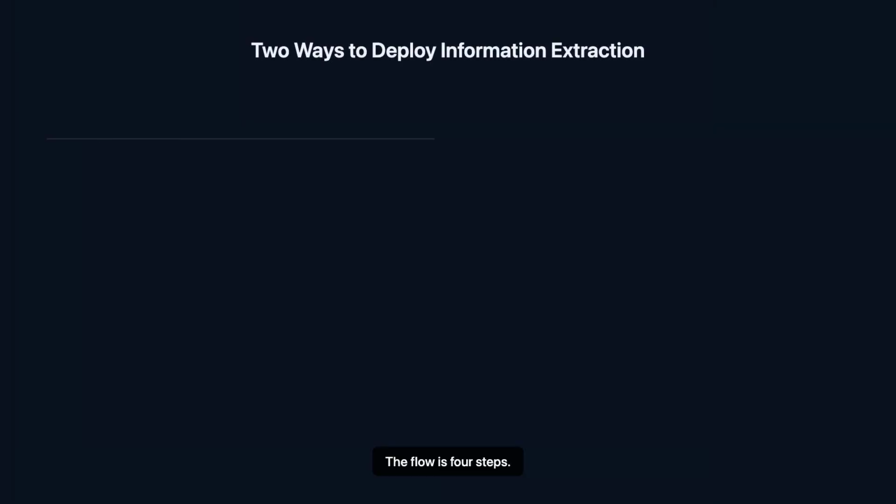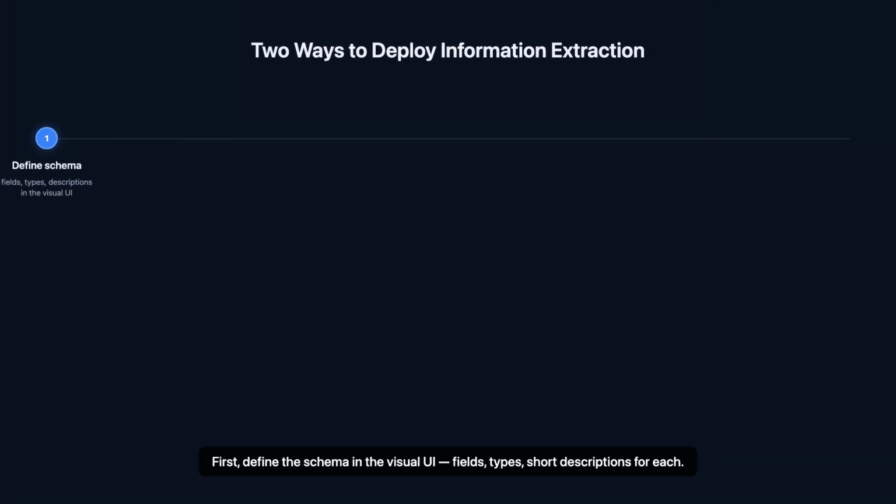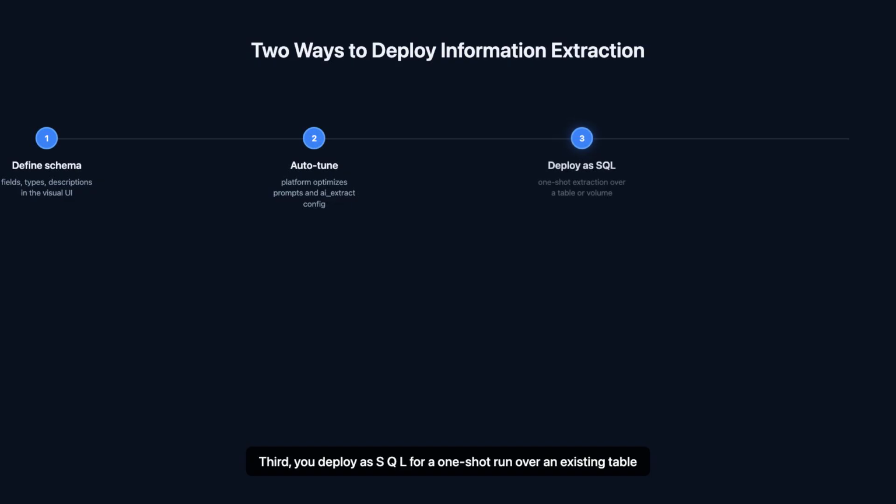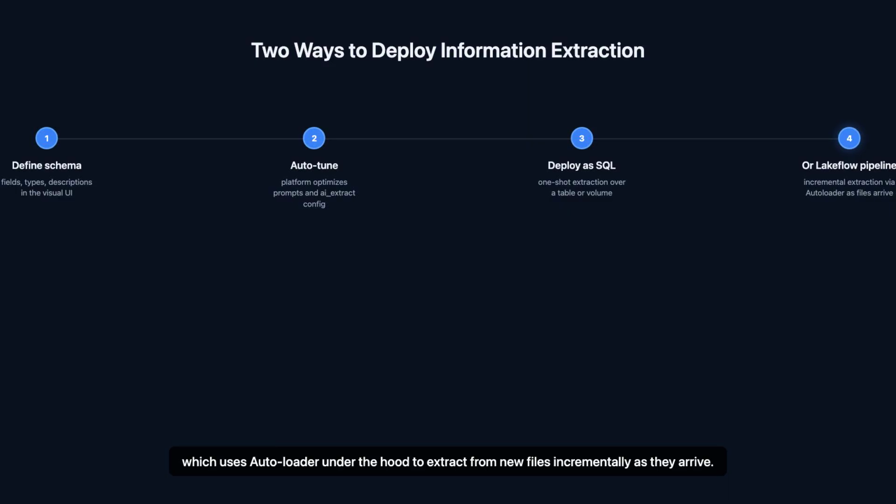The flow is 4 steps. First, define the schema in the visual UI: fields, types, short descriptions for each. Second, the platform auto-tunes. It generates evaluations and optimizes the prompts and AI extract configuration against them. Third, you deploy as SQL for a one-shot run over an existing table or volume. Or fourth, wrap it as a Lakeflow Spark declarative pipeline, which uses autoloader under the hood to extract from new files incrementally as they arrive. That last option is the one you reach for when new documents land continuously.